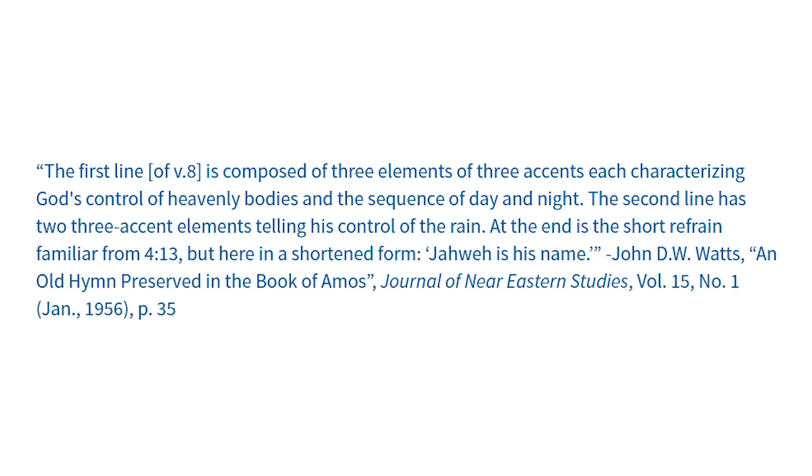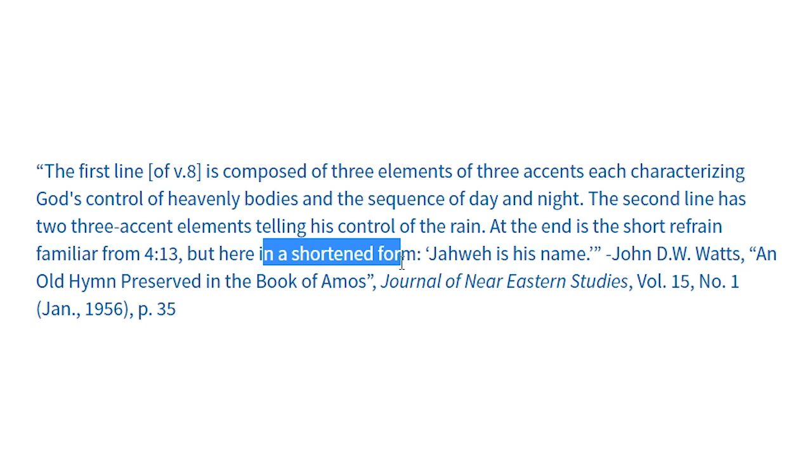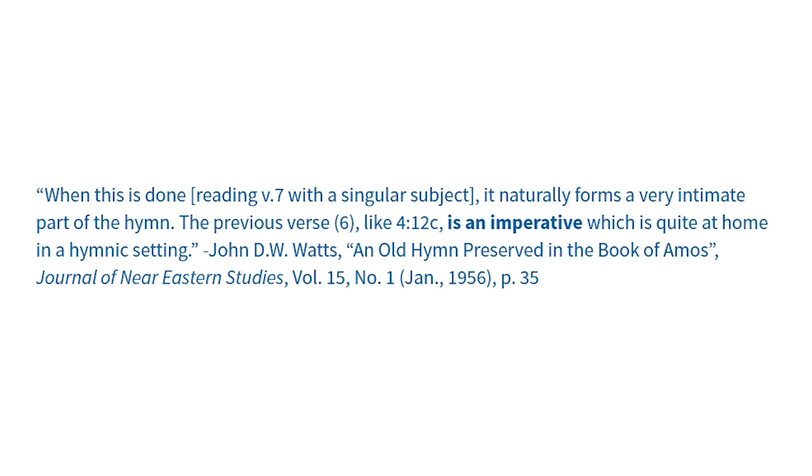When he's talking about accents, think about meter, think about stressed syllables. This second line has 2-3 accent elements, telling his control of the rain. At the end is the short refrain, familiar already from our first hymn fragment in 4:13, but here in a shortened form, Yahweh is his name. Now Watts refers to rephrasing verse 7 of Amos chapter 5 with a singular subject. When this is done, it naturally forms a very intimate part of the hymn. The previous verse, verse 6 of Amos 5, like 4:12c, is an imperative, which is quite at home in a hymnic setting.